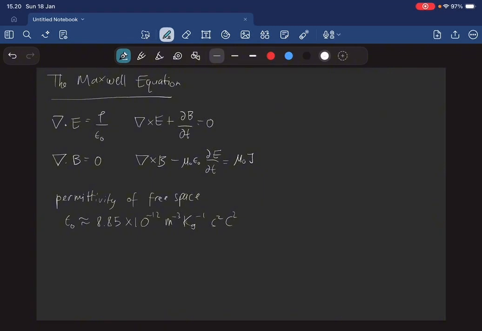The other is the magnetic constant, or sometimes called the permeability of free space, which is mu naught equals 4 pi times 10 to the power of minus 7.